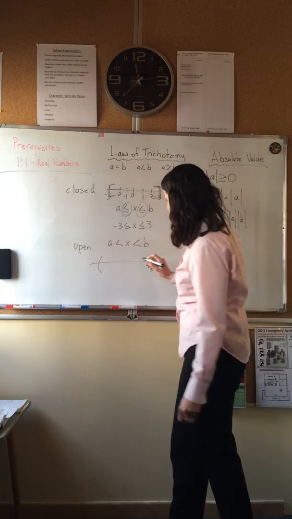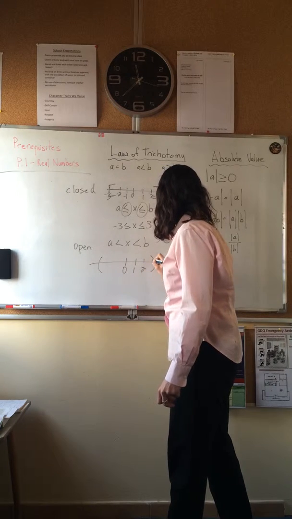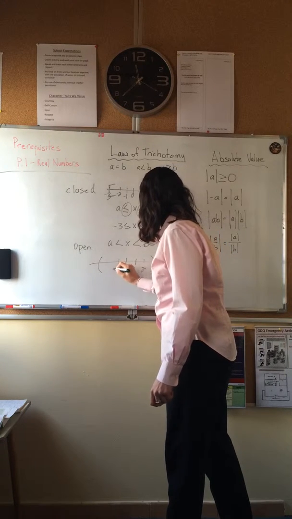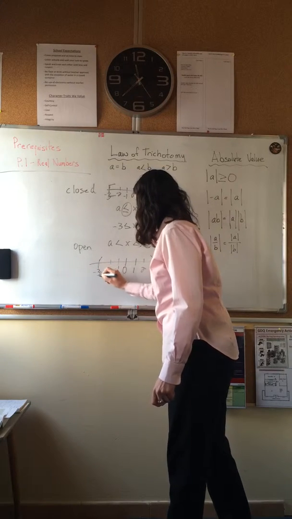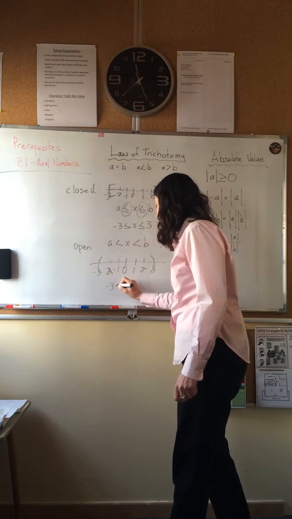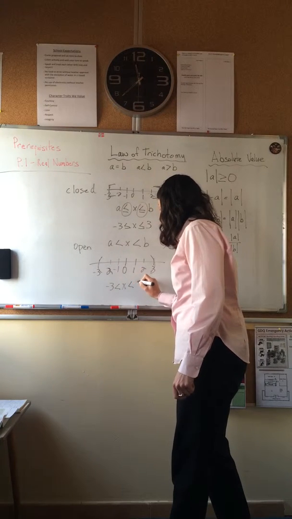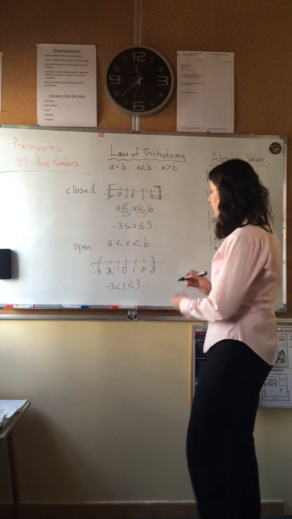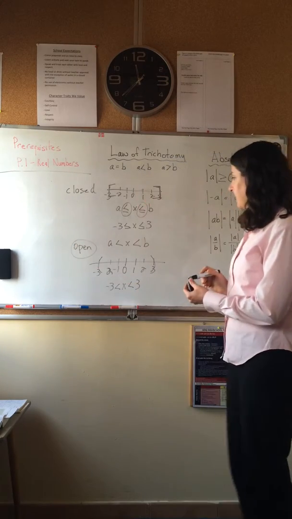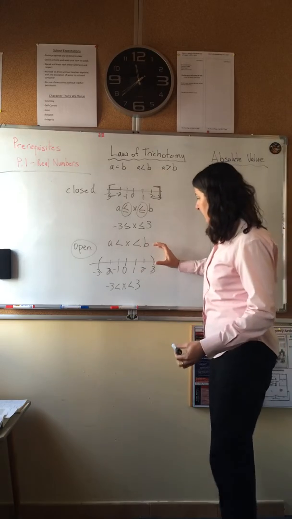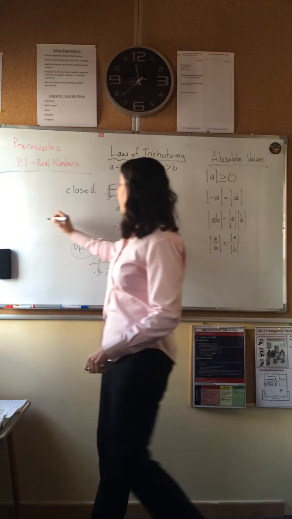So we can have something that looks like this if we put in 0 again and call it 1, 2, 3, -1, -2, -3. This would be -3 is less than X is less than 3. So it's not included, so it's open, because it doesn't include that. And you may have seen these when you've done these in the past.